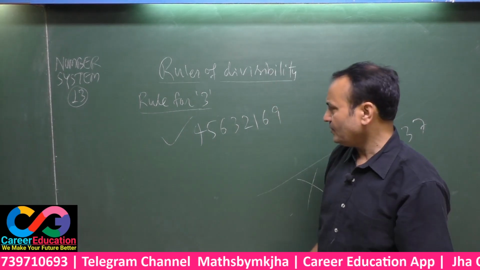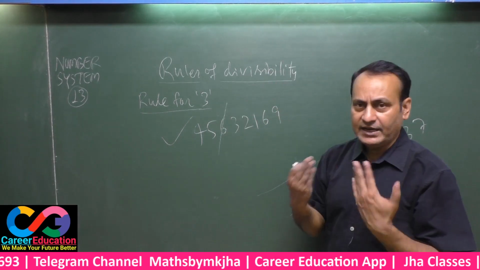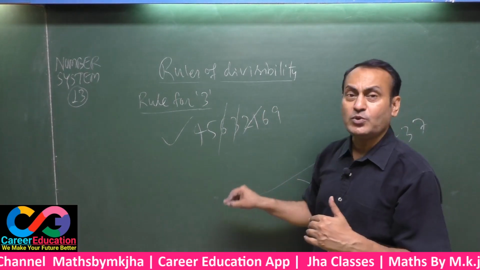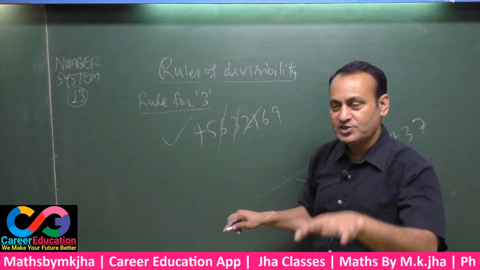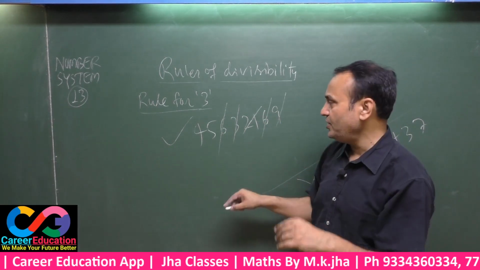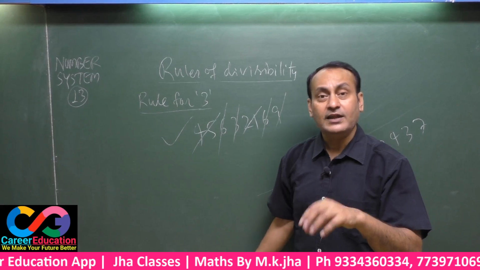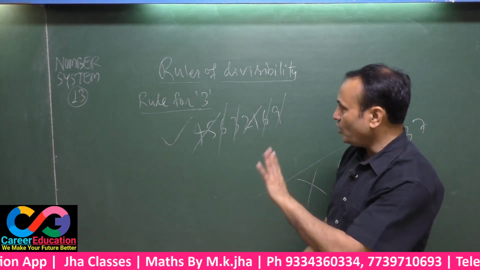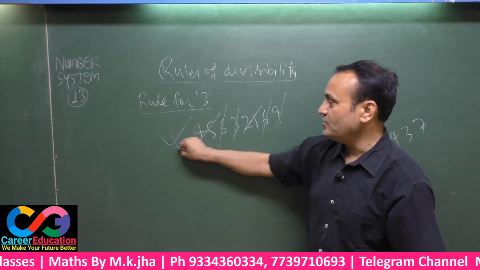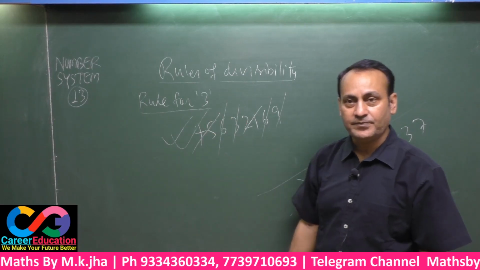See here. 6 is directly divisible by 3, must be dropped. 3 is divisible, must be dropped. 2 plus 1, 3. 3 is divisible by 3, must be dropped. This is directly divisible by 3. This is directly divisible by 3. This is 4 plus 5, 9. 9 is divisible by 3. That means you dropped it. There is nothing remaining here. That's why this number is completely divisible by 3. Again see here.